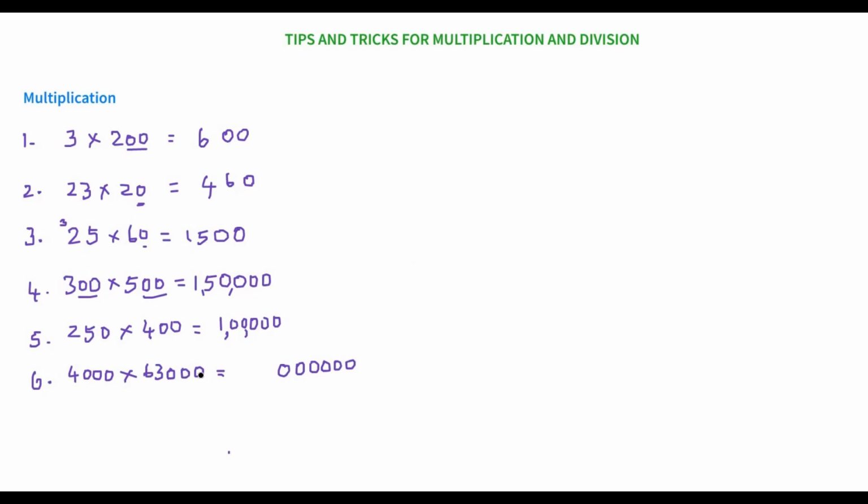So 4 times 3 is 12. I'll write 2 and I'll just carry over a small 1 above the 6. 4 times 6 is 24. 24 plus 1 is 25. So we've got such a big number in a fraction of time. This will help you for easy calculation during your exams.